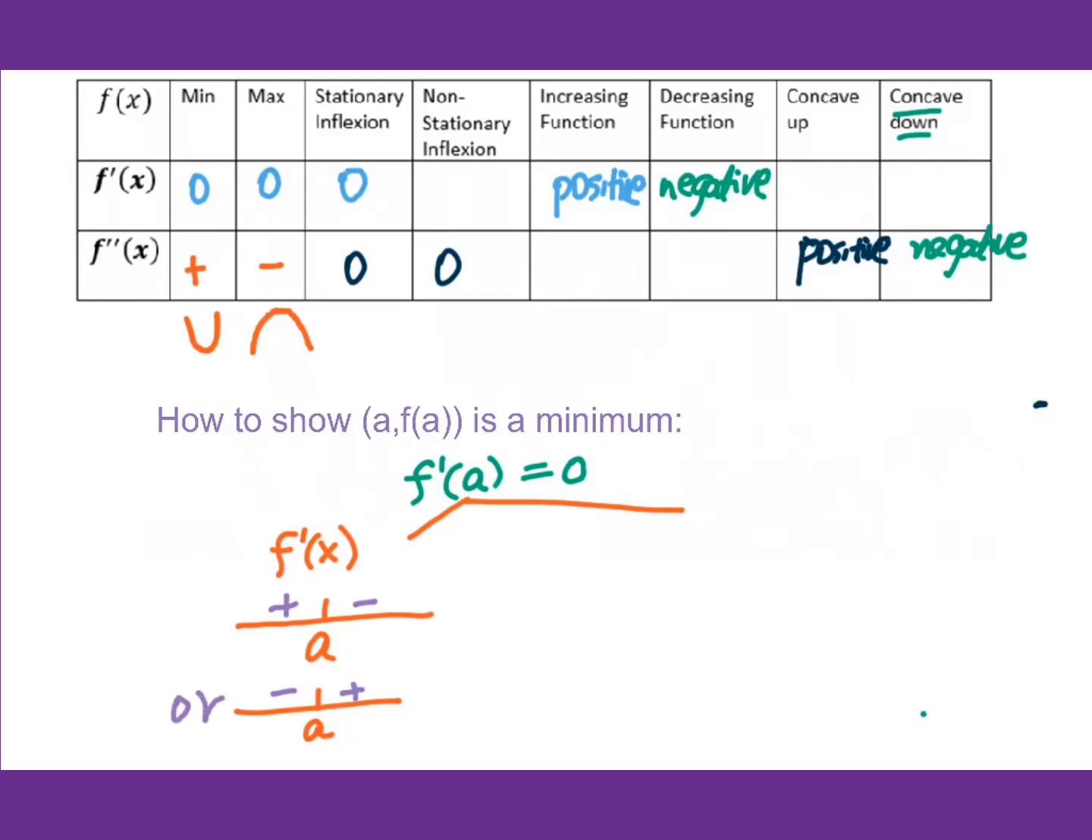Or you can use the second derivative of a is greater than 0. Normally we use this to show a point is a minimum point.